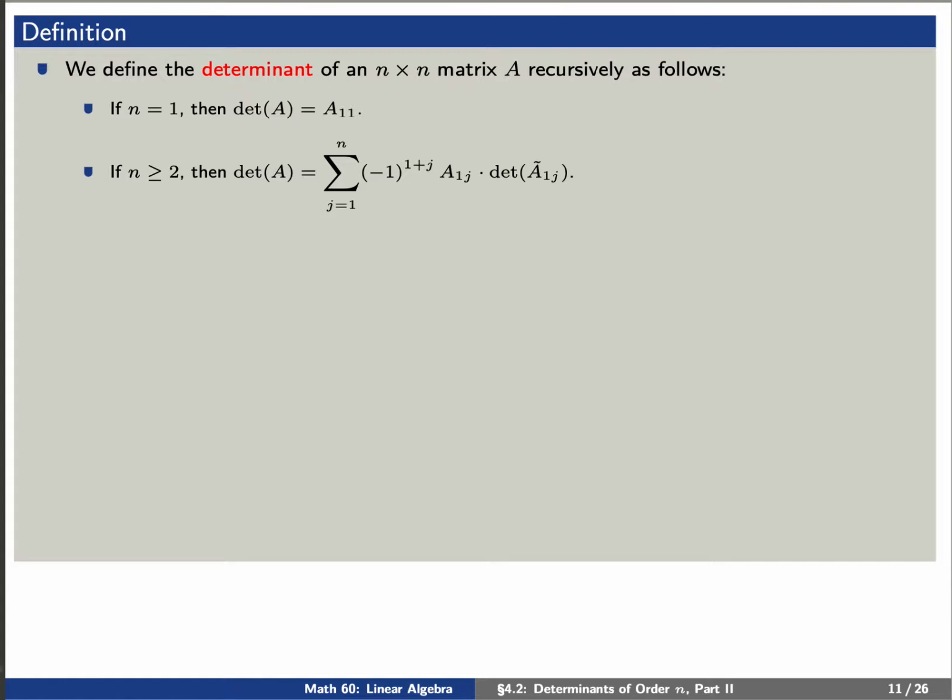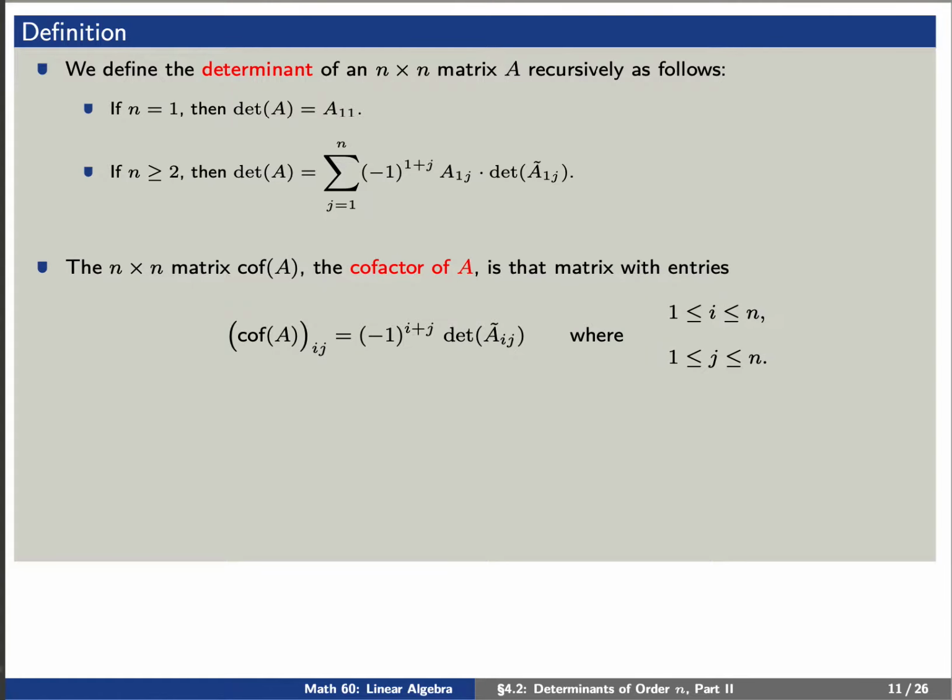Here we have a sum where we have a plus or minus, namely (-1)^(1+j), times A1j, this is the entry in row 1, column j, times the determinant of A1j tilde. Here we take the matrix A, cross out row 1 and column j. The sum of all of this is what we're defining as the determinant of A.